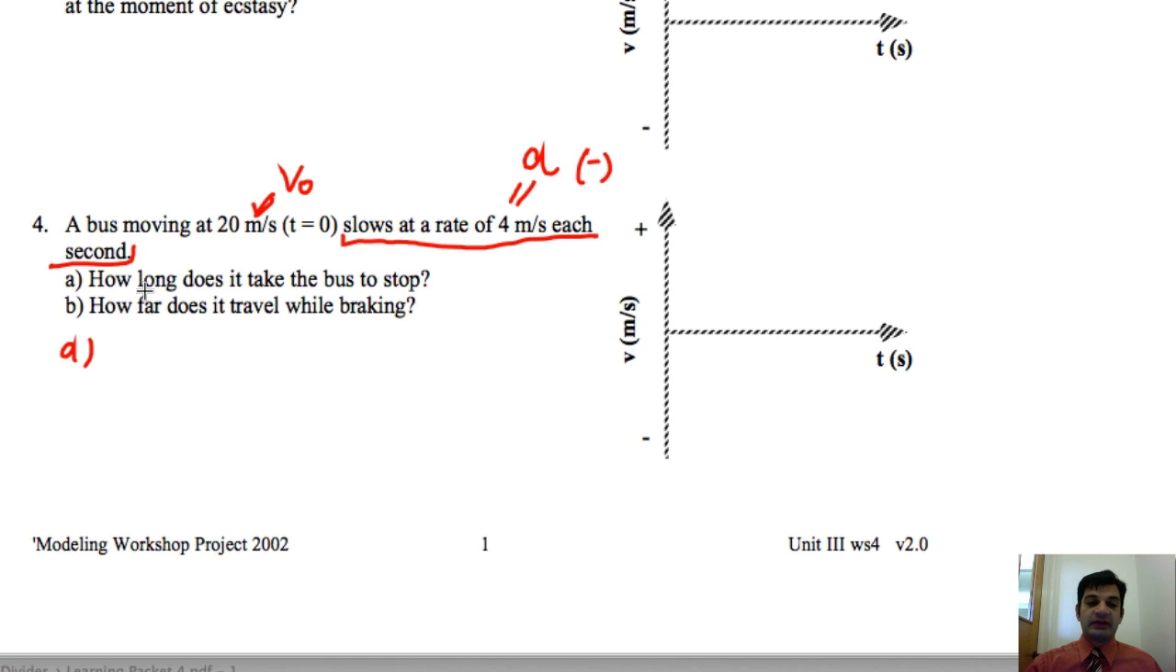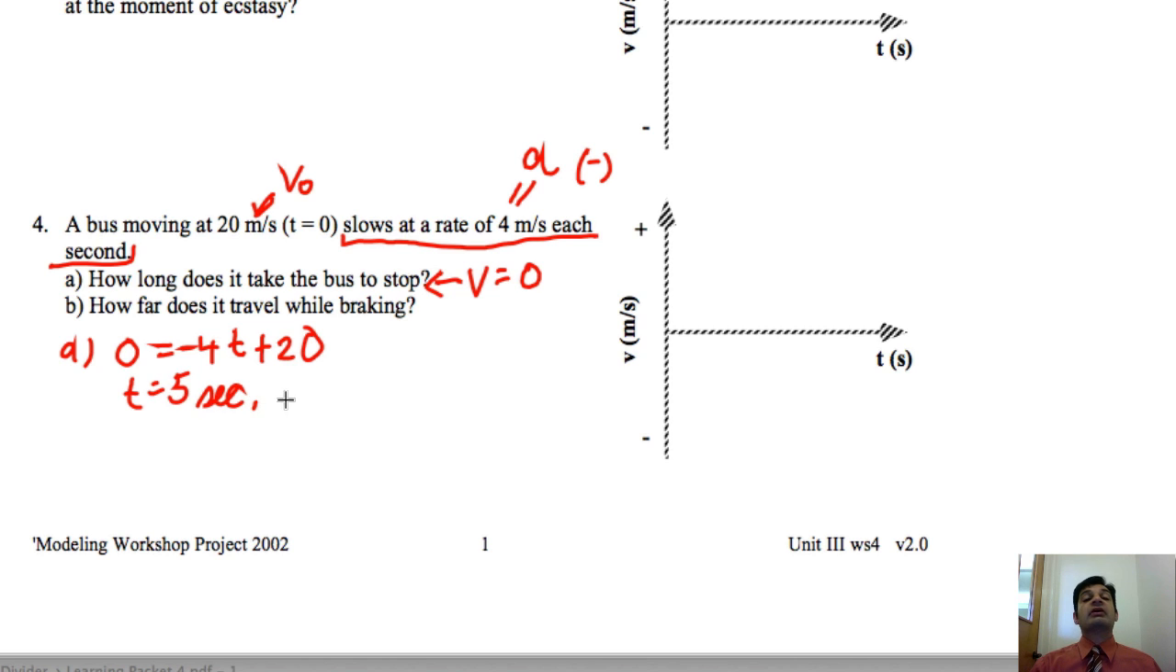So for part A, it says how long does it take the bus to stop? If it's stopping, that means V final is 0. So let's go ahead and plug in our numbers. So we have 0 equals negative 4t plus V naught, which is 20. And that's a negative 4 because it's slowing down. And so what we end up getting when we do this is t is 5 seconds. So if you didn't follow that, stop the video and do the algebra. It's very important that you start getting used to that because we have a lot to cover this year.